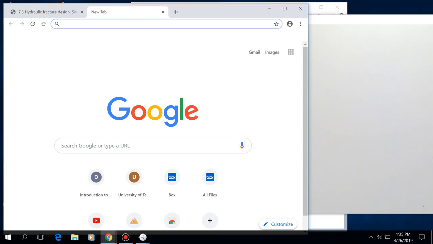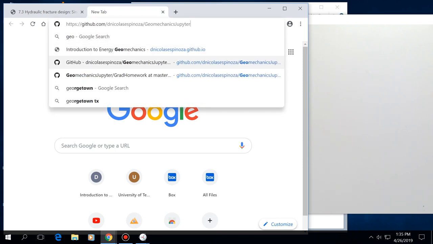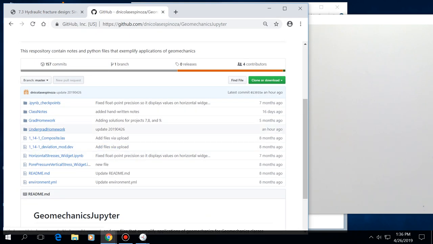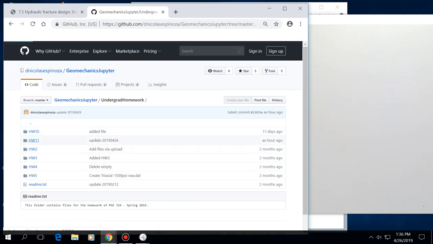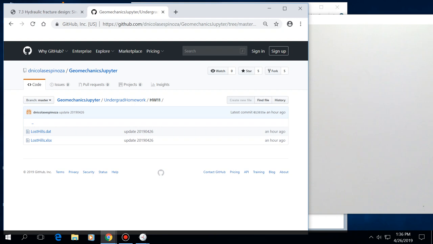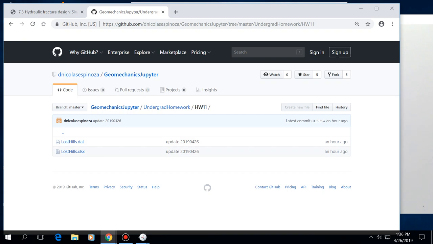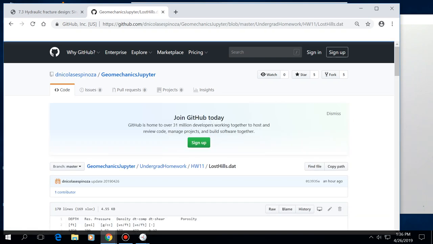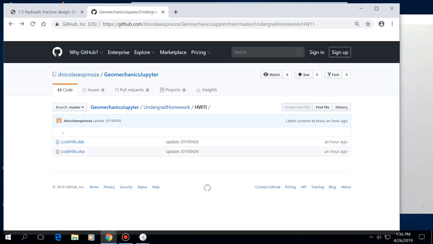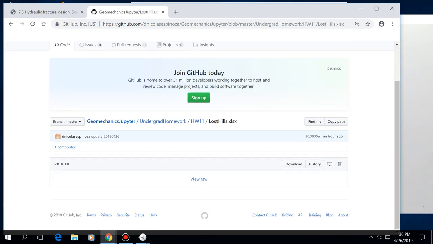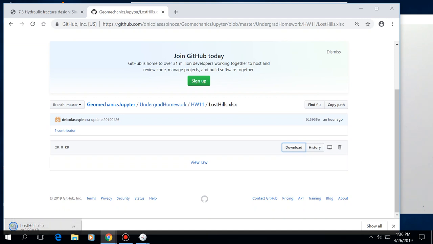So if you go to Canvas, you will see that I posted a link over there that is going to take you here. And here you have two files. For those who are faithful to Python and MATLAB, I put a DAT file. So this is just a text file. And for those of you that want to work with Excel, I put an Excel file, and I'm going to download that one, okay? Because that's going to be easier for me to work on right now.